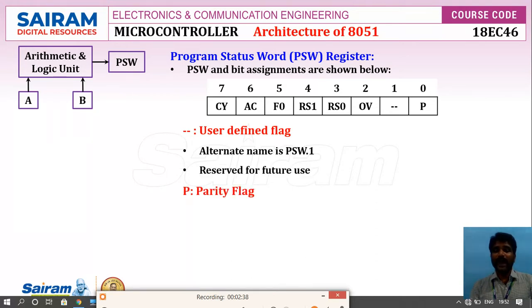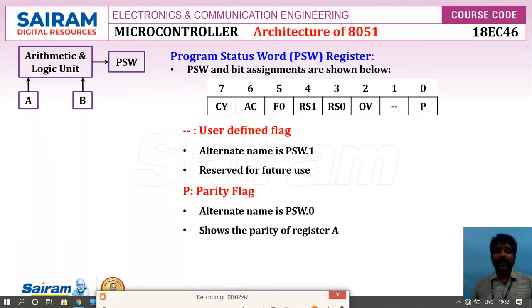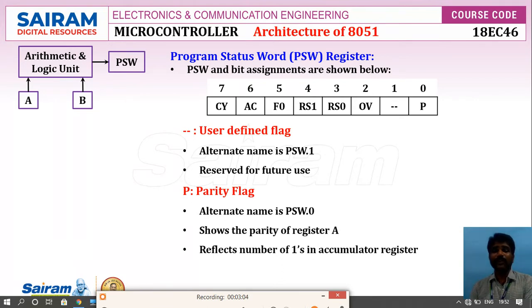And the next one is the parity flag, P flag. Its alternate name is PSW.0. It shows the parity of register A, that means the accumulator. So the parity flag is applicable only to the A register. It won't be applicable to any other registers. It reflects the number of ones in the accumulator. Parity means number of ones.